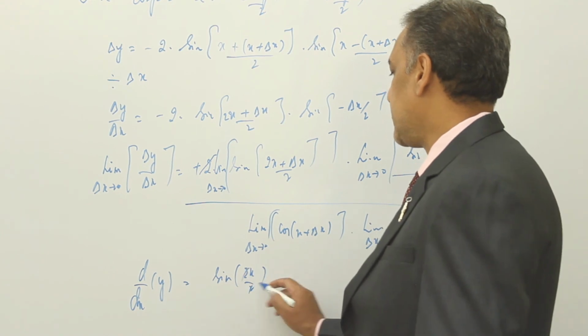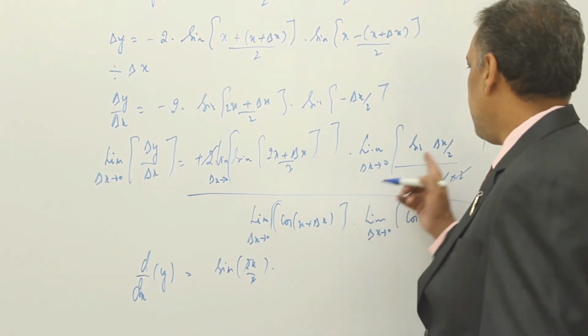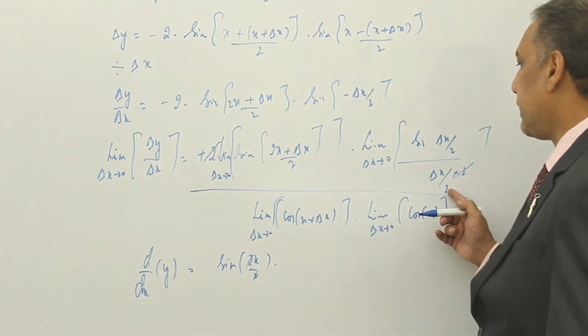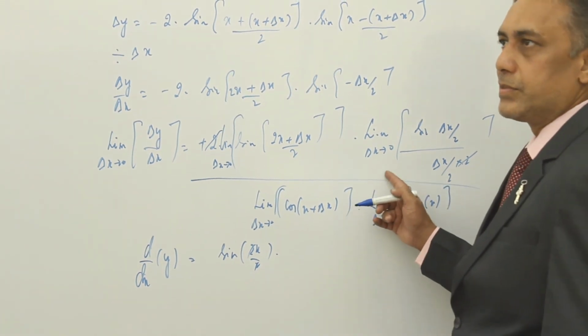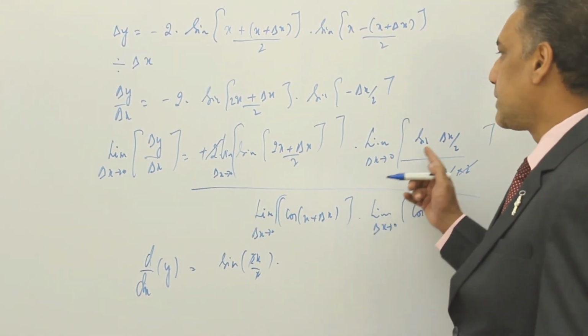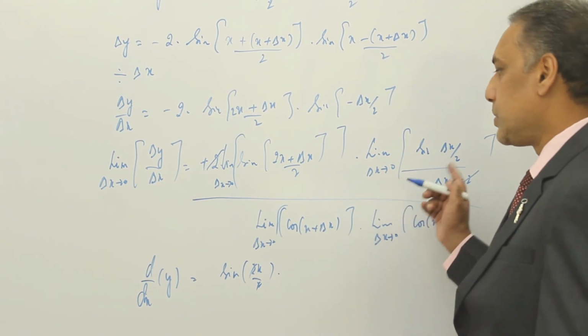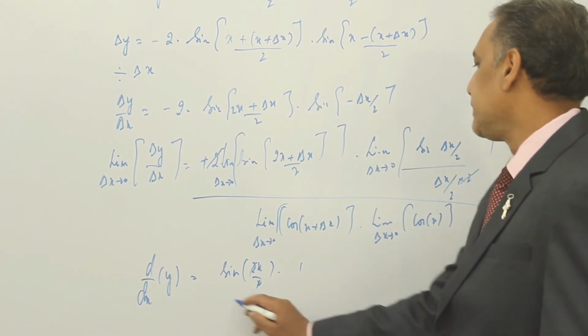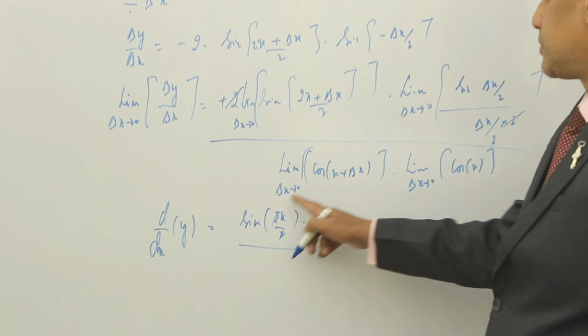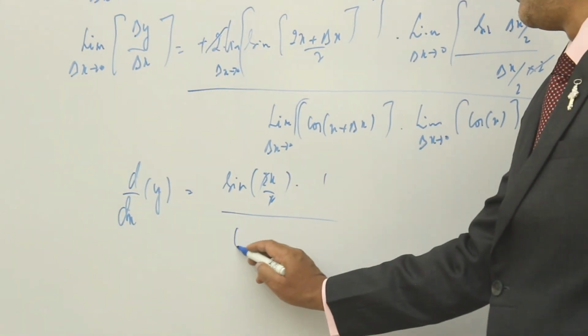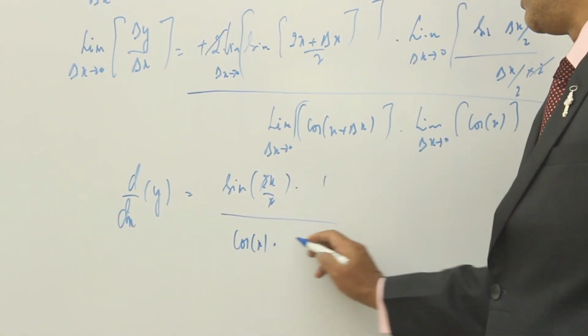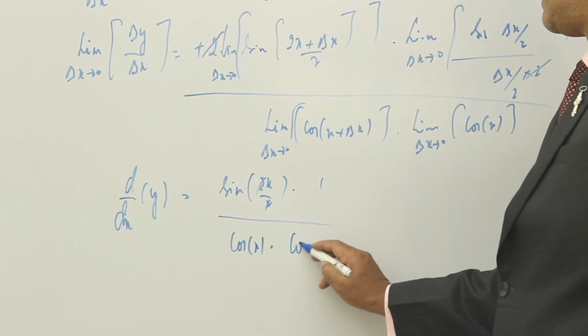This 2 and 2 get cancelled, giving limit of delta x by 2 divided by delta x by 2 as delta x tends to 0, which is as good as limit of sine theta by theta as theta tends to 0, which is 1. So this becomes 1. In the denominator, as delta x tends to 0, this will become 0. Therefore you will have cos x in the denominator into cos x.